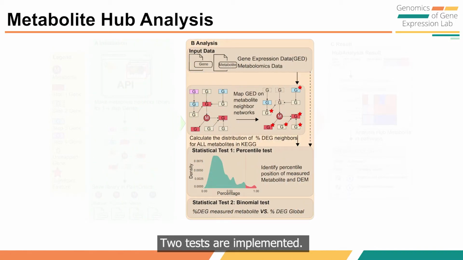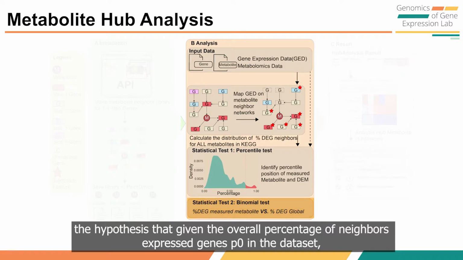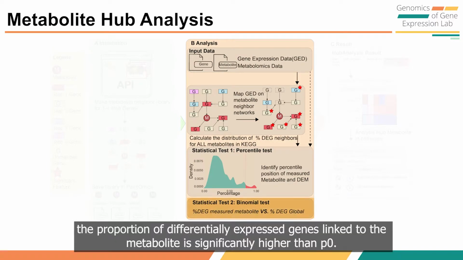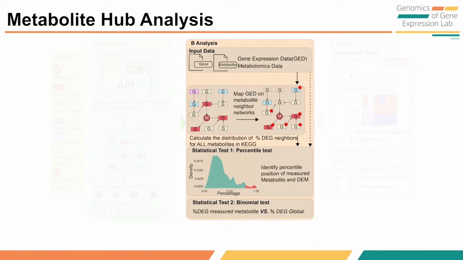2 tests are implemented. The binomial test is used to evaluate for each differentially expressed metabolite the hypothesis that, given the overall percentage of neighbor expressed genes P0 in the dataset, the proportion of differentially expressed genes linked to the metabolite is significantly higher than P0. P-values are corrected for multiple testing.